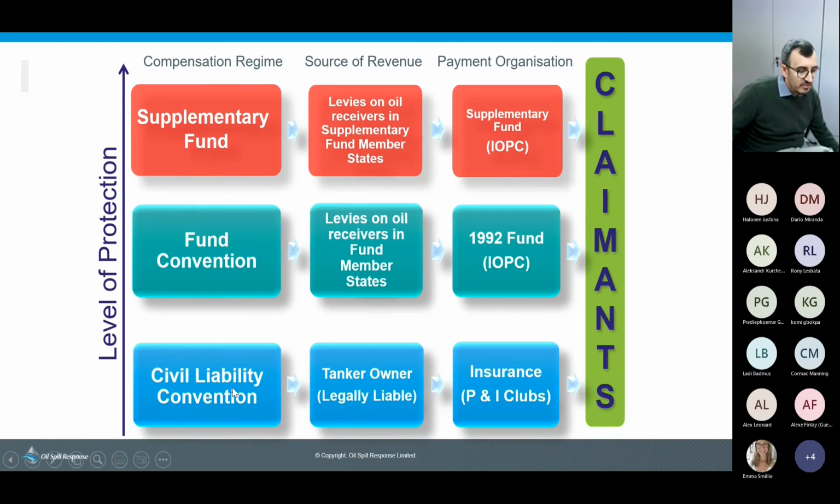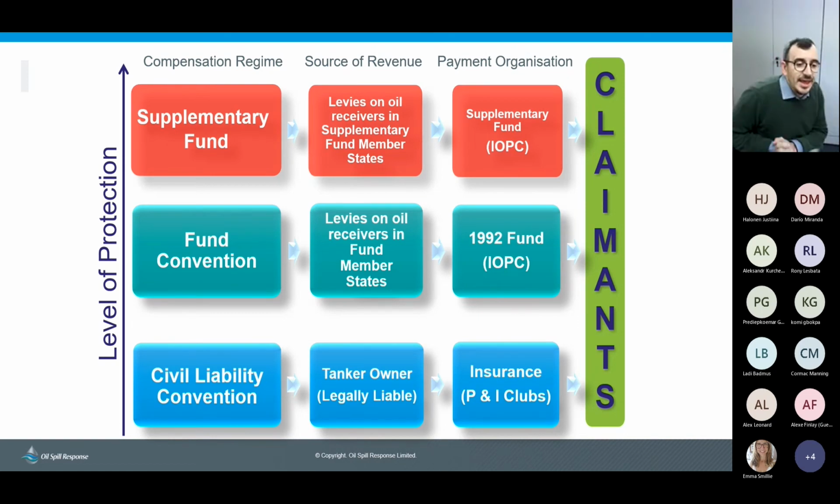So essentially, if we run out of money here, if your respective country has signed up to this fund convention, additional compensation for cleanup and fishing and industry may be available. Now, if your country is signed up to the supplementary fund, and these are all funded, as you can see, by levies on oil receivers in those member states. So if you're a net importer of oil, you will then contribute to this international fund.